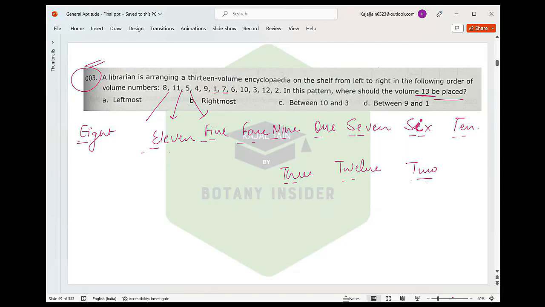Now it is asking where 13 will be placed. 13 is thirteen. So just look into it. Where will you place 13 according to the alphabetical order? Because if you observe it in the numeric form, you won't ever be able to find where 13 will be placed. So you have to think about the complete thing, and for that, you need to think in the alphabetical order. Think about it. In which particular position will you keep 13?